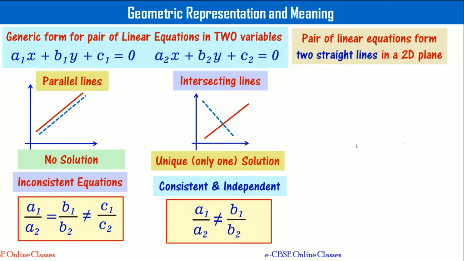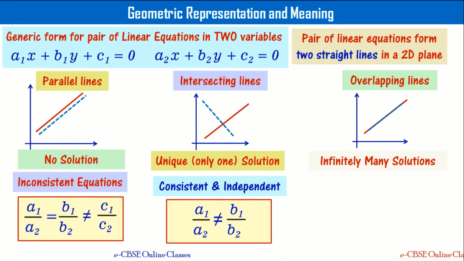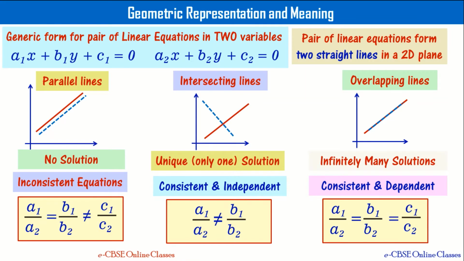The other option we have is overlapping lines as shown here. In such a scenario, the equations are going to have infinitely many solutions, and the equations are said to be a consistent set of linear equations, but they are dependent. Please take a note of this. And their coefficients are related as a1 by a2 equal to b1 by b2 equal to c1 by c2.